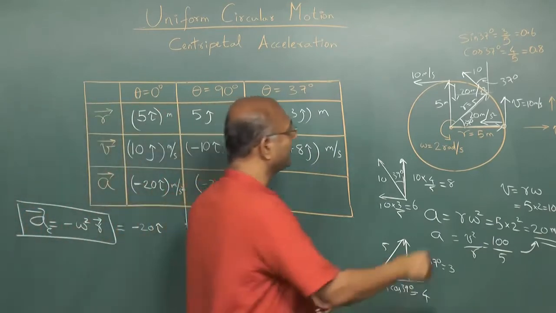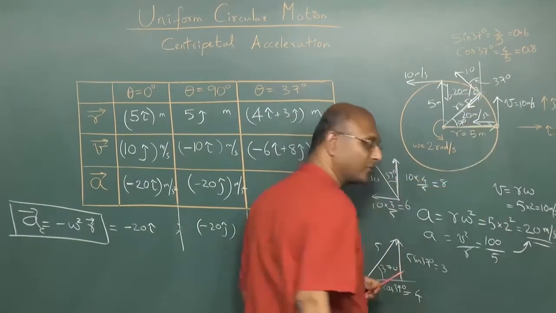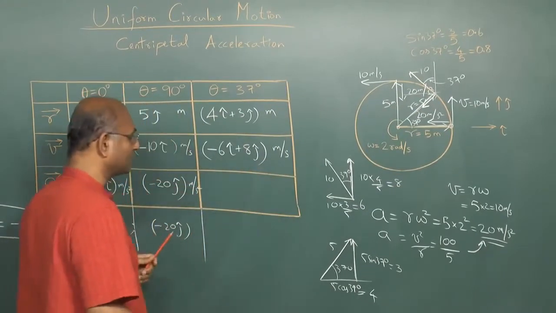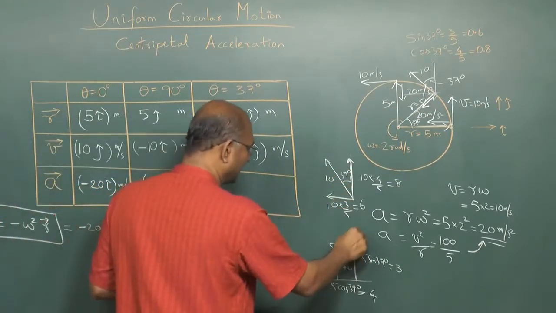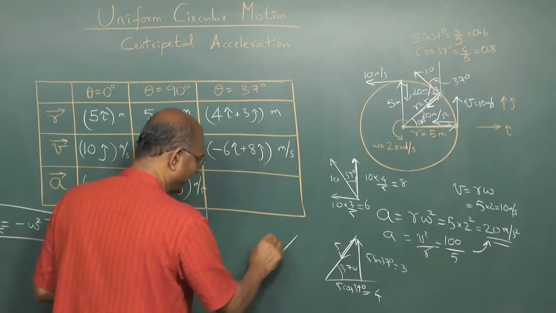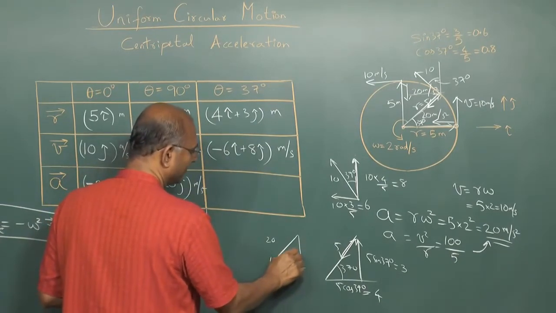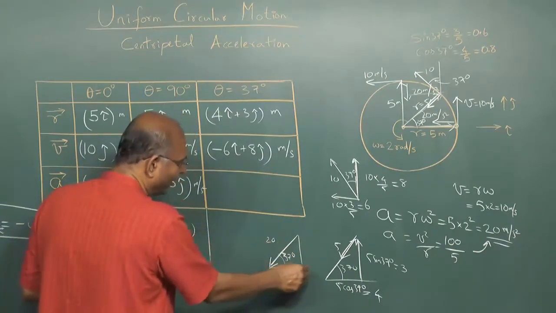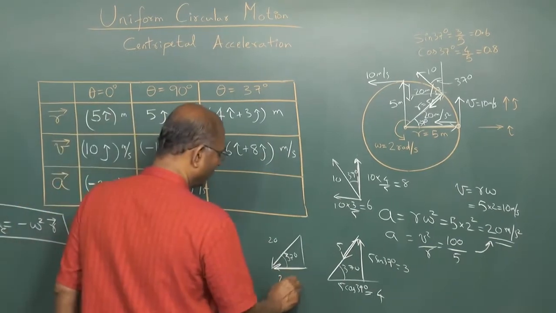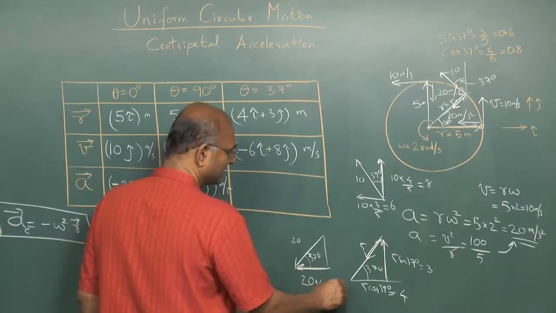What about the acceleration vector? The acceleration vector points in this direction. Magnitude is still 20. Okay, so it is going to be opposite direction to the r vector. So how will I calculate that? The acceleration vector is going to be like this, and if I draw it, this is 20. This angle is 37. So this is 20 cos 37, but it's going to point like this. So 20 into 4 by 5. How much is that? 16, right?